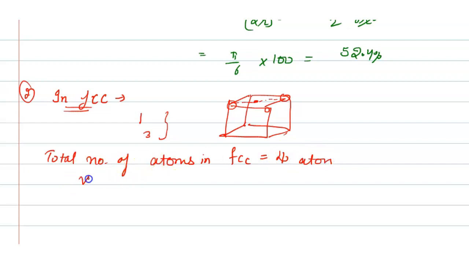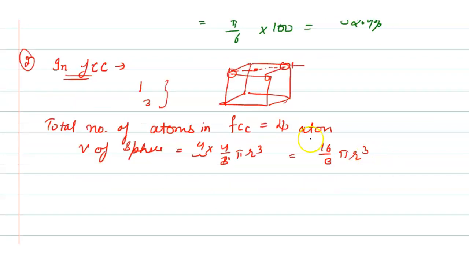So the volume of sphere is equal to, why do we consider a sphere? Because an atom is like a sphere. So the volume of sphere is 4 into 4 by 3 pi r cube. Why 4? Because 4 atoms are present. So the volume of sphere is equal to 16 upon 3 pi r cube.